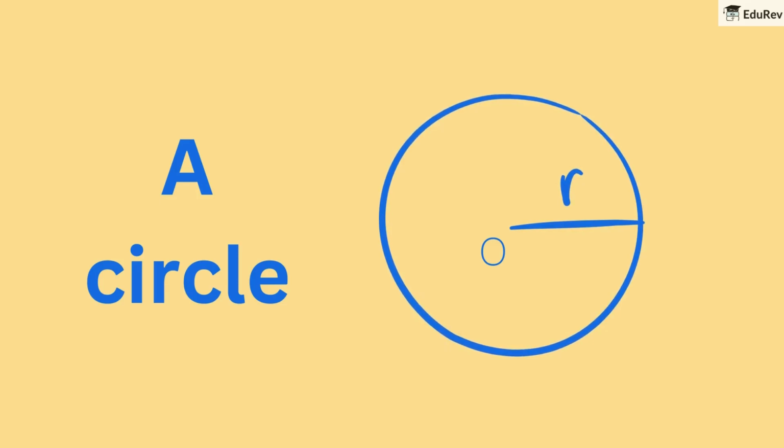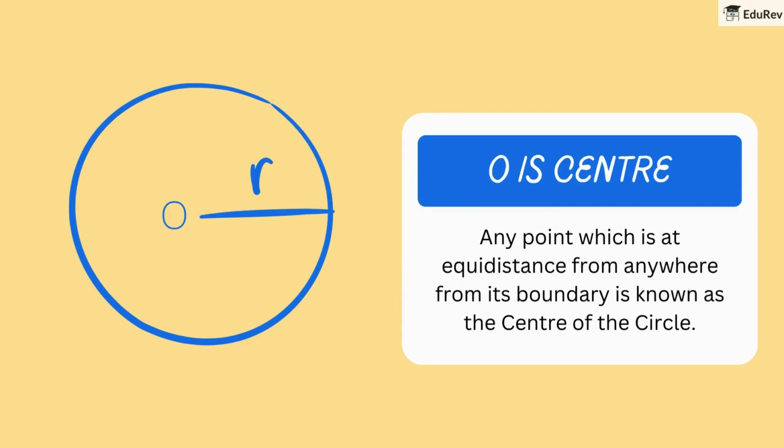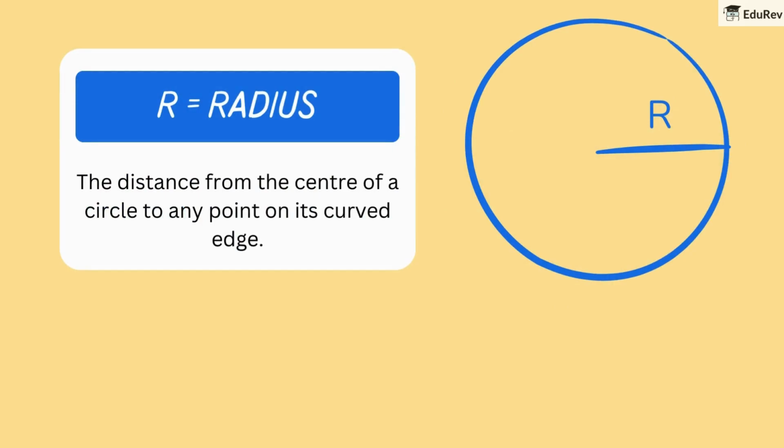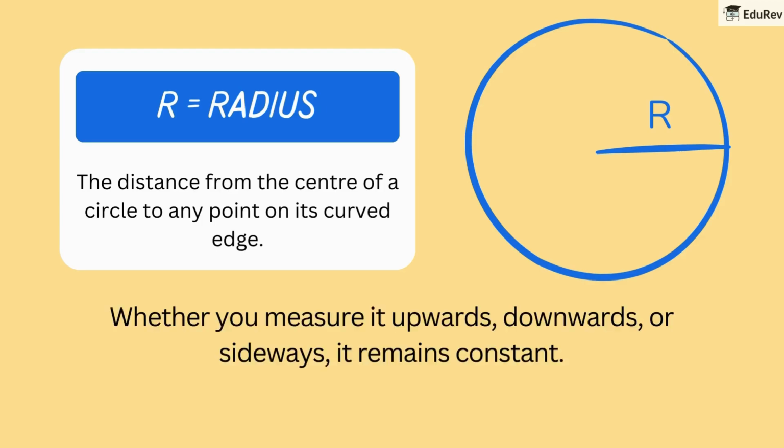Now, let's zoom into the circle's heart, the center. Any point which is at equidistance from anywhere on its boundary is known as the center of the circle. Here O is the center of the circle. Speaking of distances, let's talk about the radius. The distance from the center of a circle to any point on its curved edge. It's like the lifeline of the circle, defining its size.